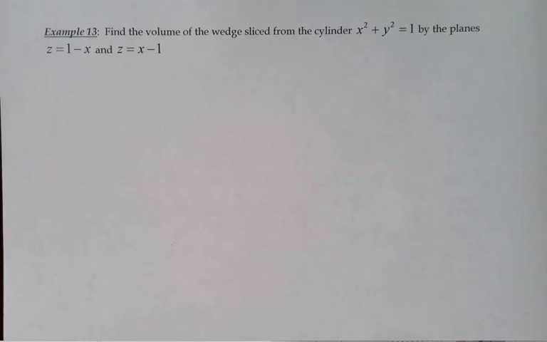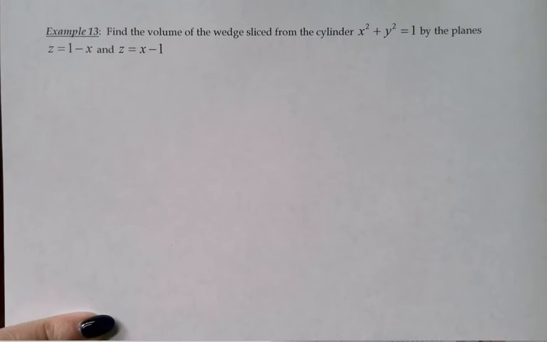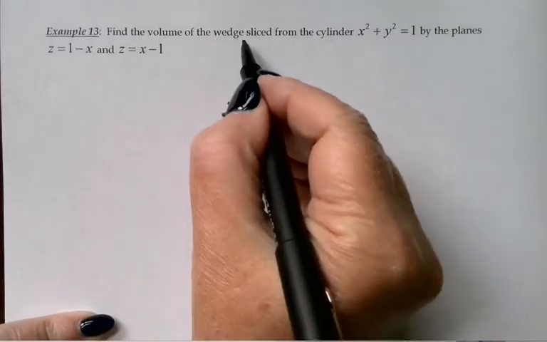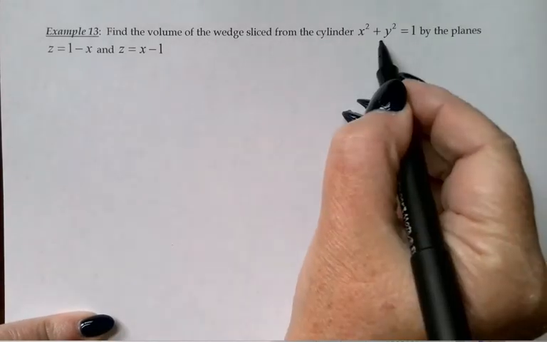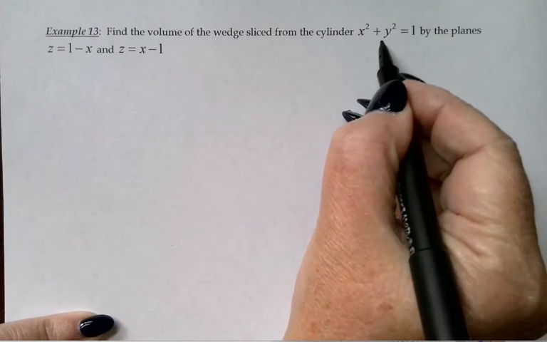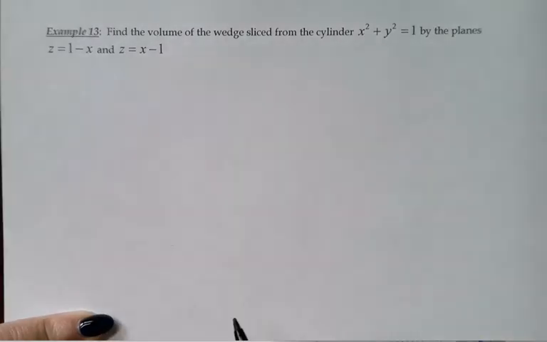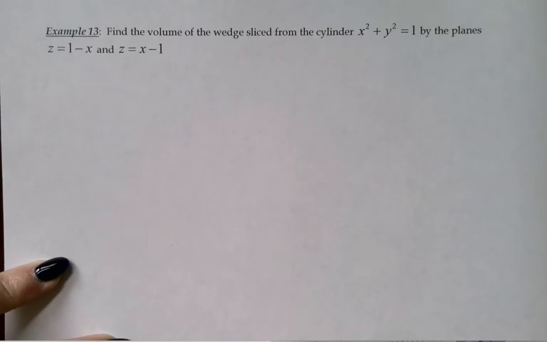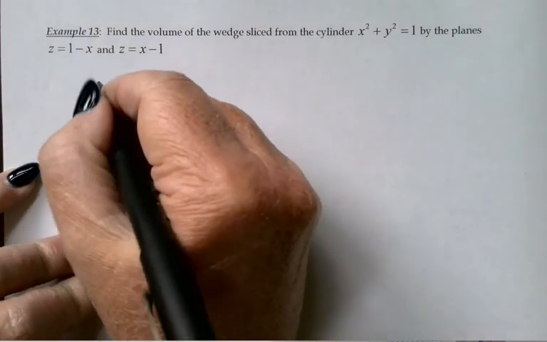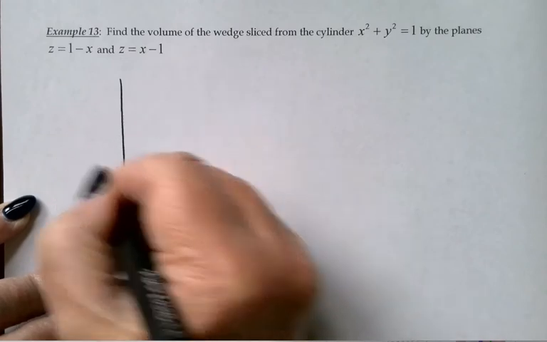All right, this is section 13.2, the very last example, finally, in this section. We're going to look for the volume of a wedge sliced from the cylinder x squared plus y squared equals 1 by these two planes. Once again, I'm going to see what we can figure out by hand, and then we'll use technology to help us continue to visualize.